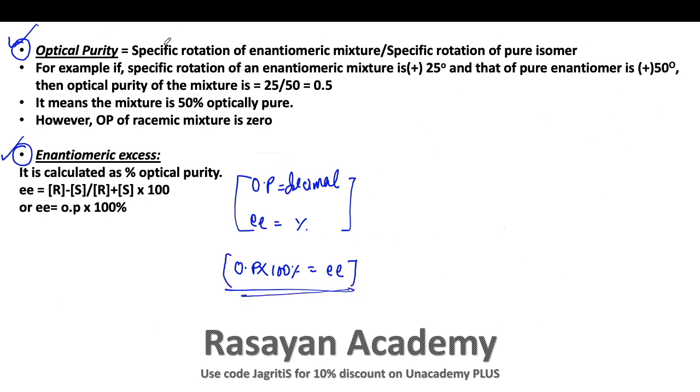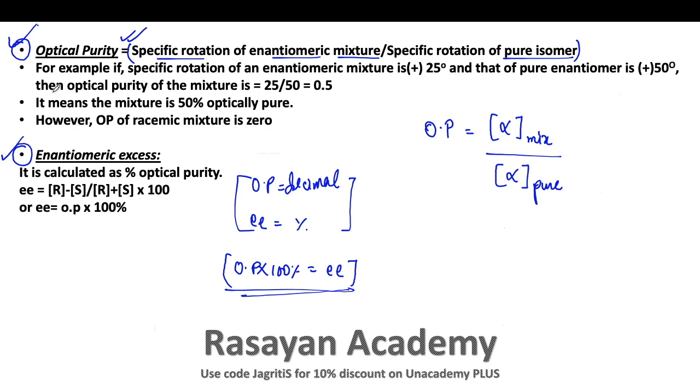Okay, so optical purity is equal to, there's one more important formula. How can you find this out? Specific rotation of the enantiomeric mixture divided by specific rotation of the pure enantiomer. Always remember this. We are talking about the specific rotation of the mixture and the specific rotation of the pure enantiomer. Now, which pure enantiomer? It could be D also, it could be L also. We just have to cancel the sign. We will see this while solving numericals.